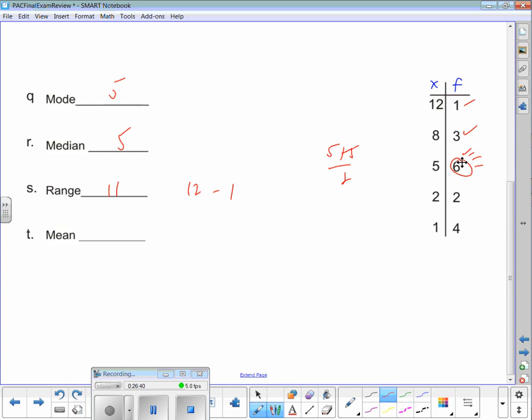And be careful with the mean. 12 plus 8 plus 8 plus 8 plus 5, 5, 5, 5, 5, 5 plus 2 plus 2 plus 1 all divided by 14. Hope you do well tomorrow.